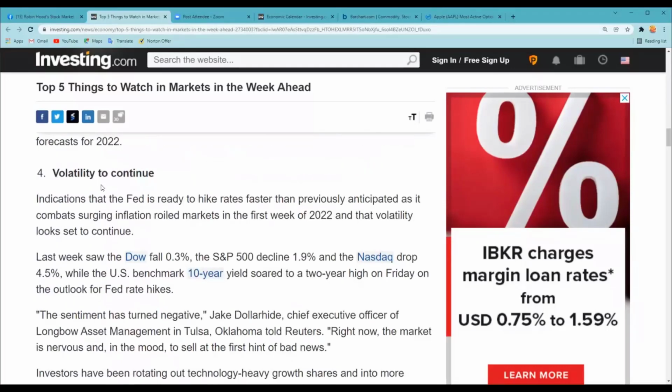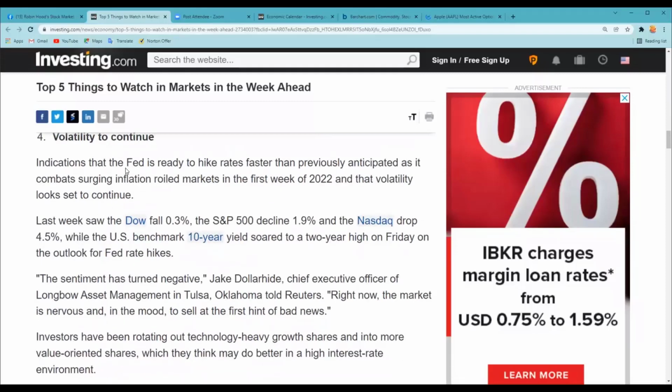So number 4, volatility to continue. As we were just talking about inflation, the Fed is ready to hike rates faster than previously anticipated as it combats surging inflation. That rolled markets in the first week of 2022, and that volatility looks set to continue.